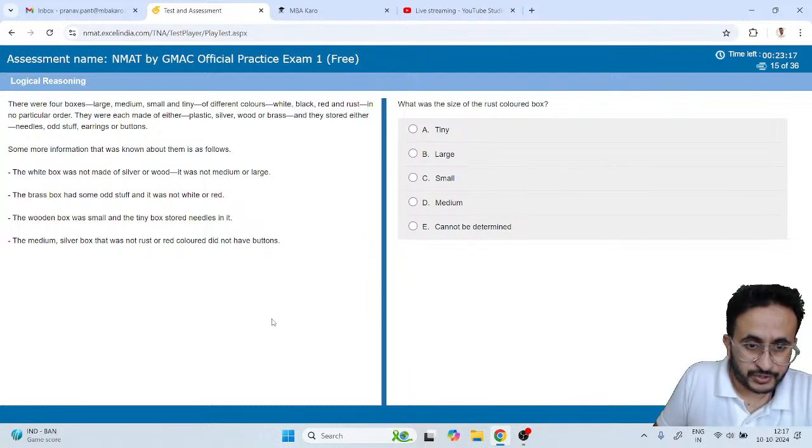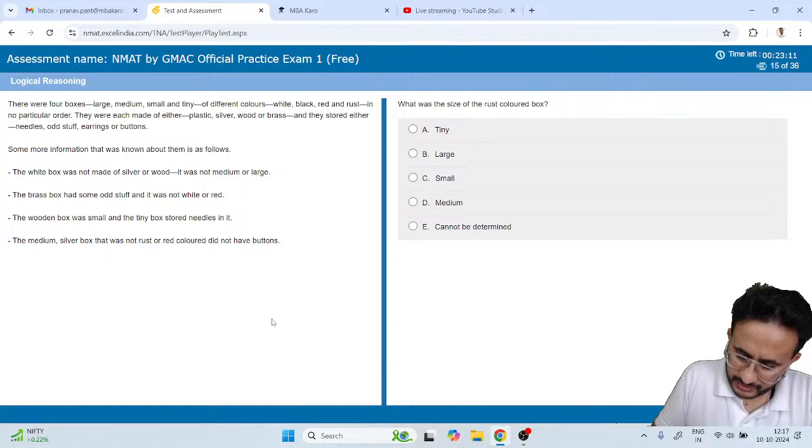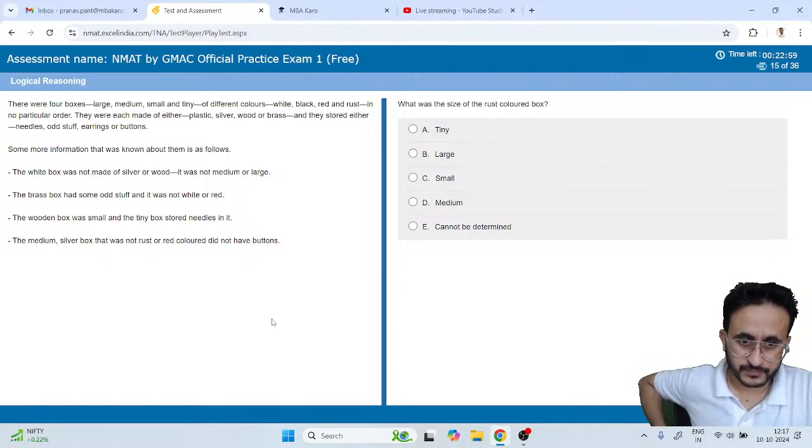The rust or red colored did not have buttons. Rust or red is not possible, so it will be black in color. Okay, then it did not have buttons. Then wooden box was small and tiny box stored needles. So this is done. Last two statements are done.